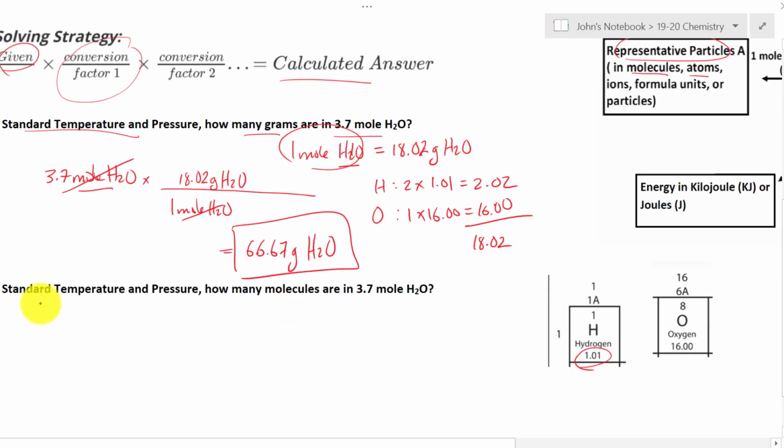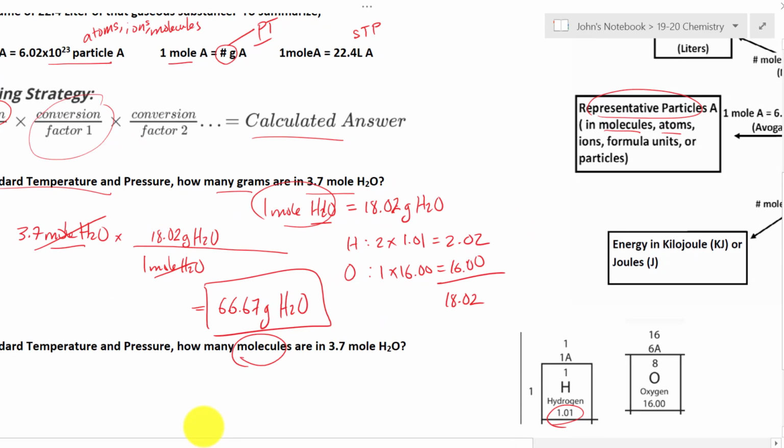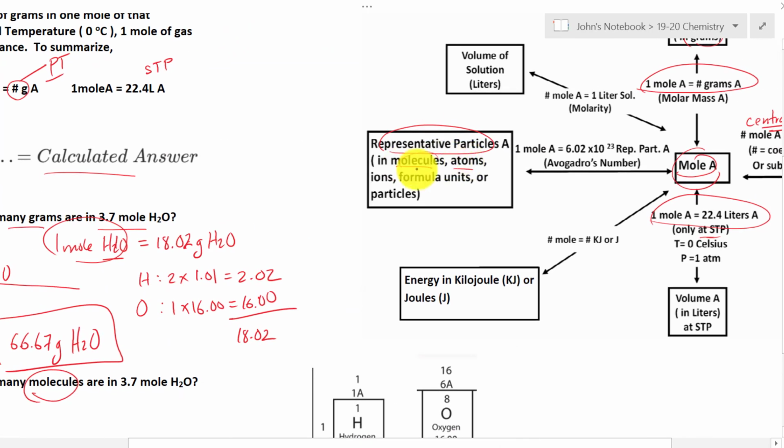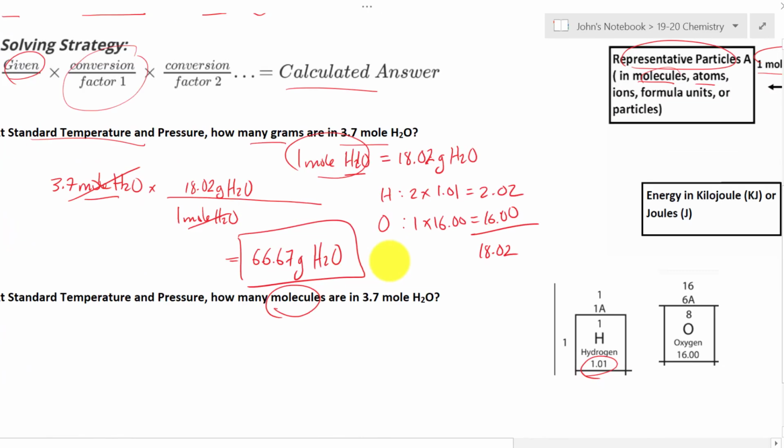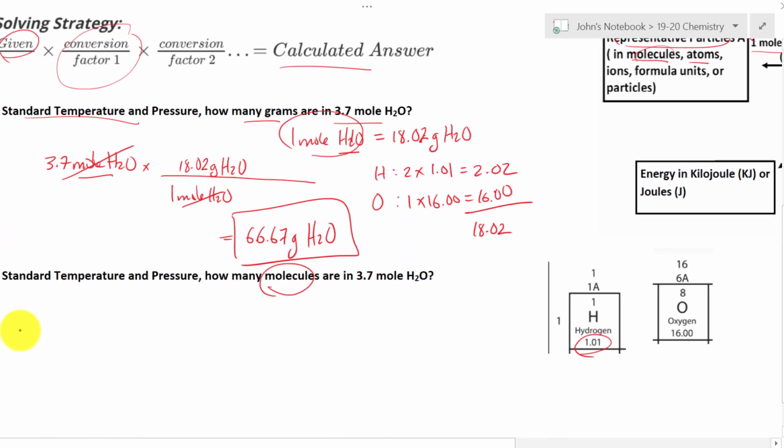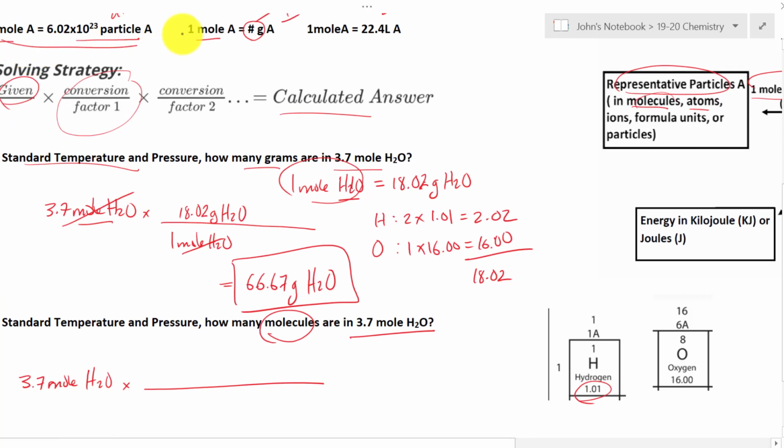Let's try another problem. At standard temperature and pressure, how many molecules are in 3.7 moles of water? It's the same question, but I just changed one word. Molecules. So now I don't care about grams, but what I care about is molecules, which is this conversion factor right here. And look at that, we don't have to solve for anything. So as always, take your given 3.7 mole of H2O, times, well, what's the conversion factor? Right here.